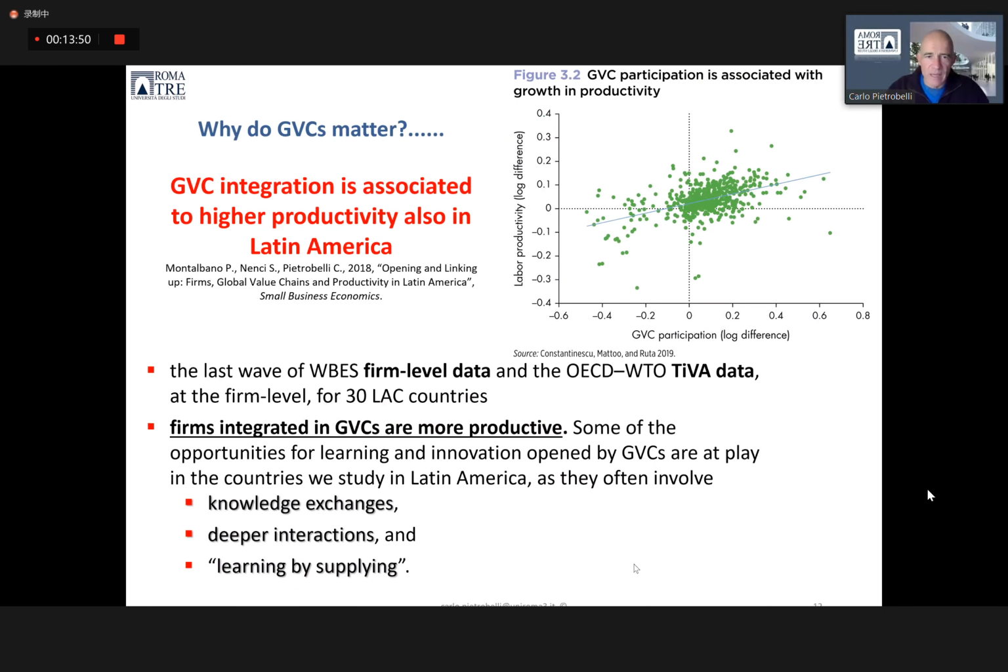What we managed to show is that firms integrating in GVCs are more productive, and we also control for causality. So we managed to say that being part of a value chain allows firms to become more productive. It's not the other way around. And then we speculated on the reasons why, and we explore the possibilities that this may be related to larger knowledge exchanges, deeper interactions, learning by supplying.